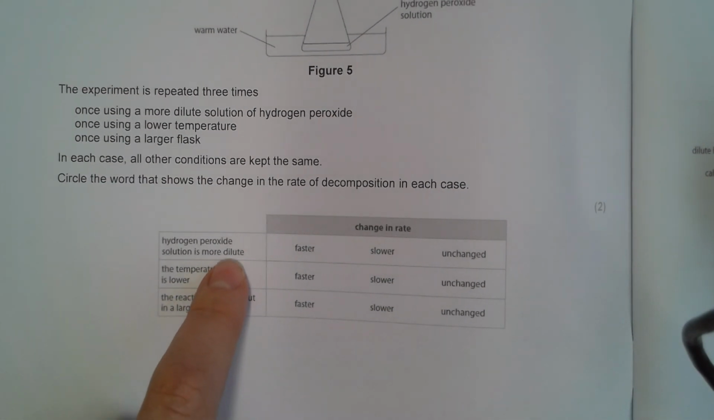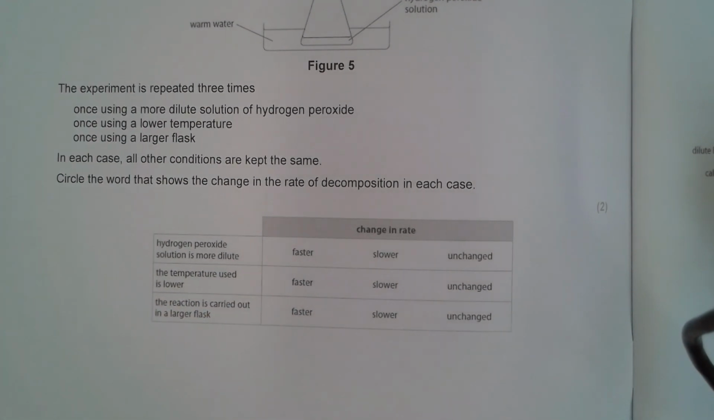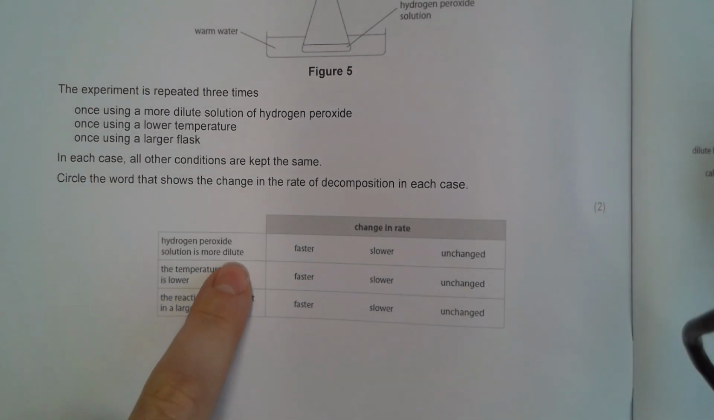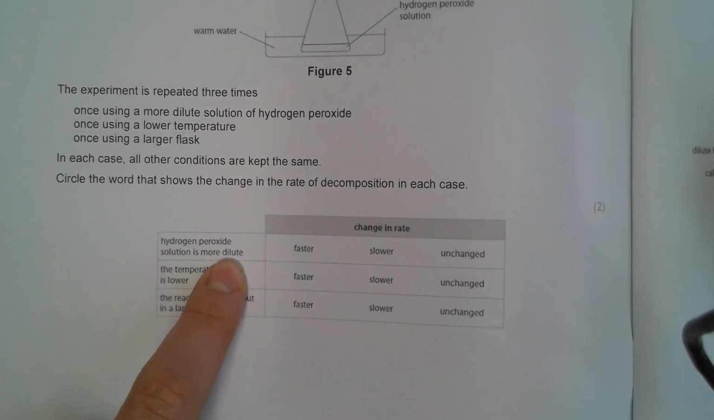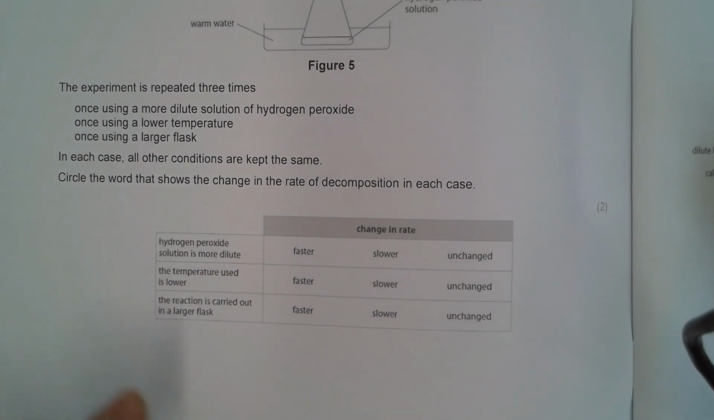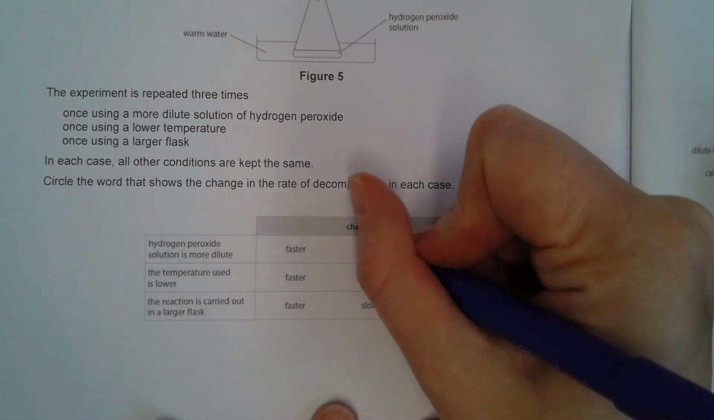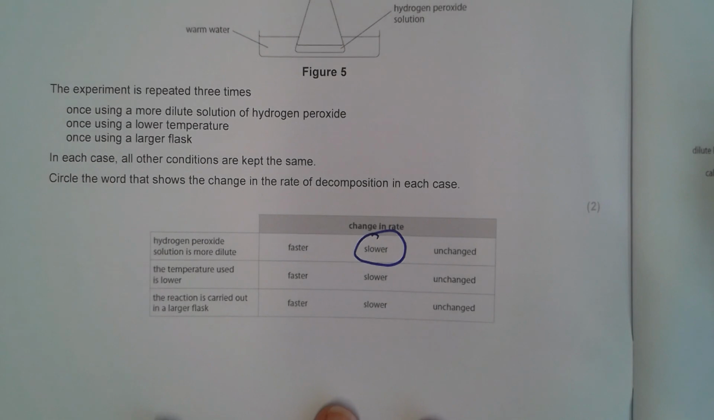Remember, in order for particles to react, they need to collide. If you've got lots of particles in a flask, they're more likely to collide. If it's dilute, there's less particles in the flask, they're less likely to collide, and therefore the rate is going to be slower.